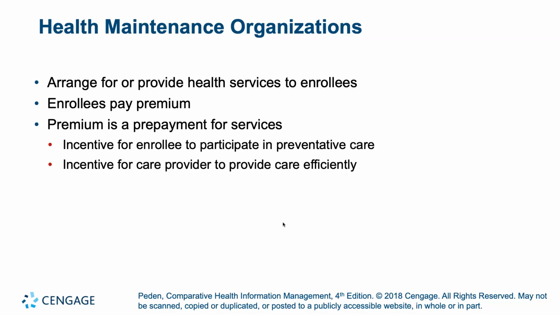So, what does a health maintenance organization do? They arrange for or provide health services to enrollees. The enrollees pay a premium, and the premium is a prepayment for services. There is an incentive for the enrollee to participate in preventative care, and there's an incentive for the care provider to provide the most efficient possible care.